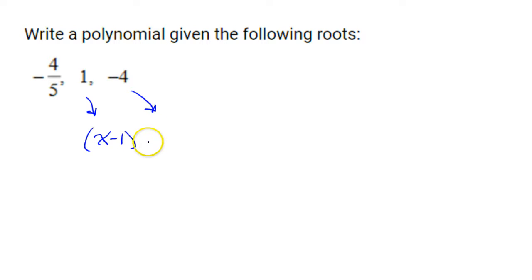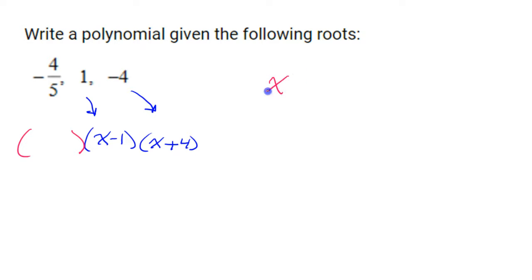In the same way, I could have x plus 4. If I had that factor, that would give me -4. But what about this? -4/5. We need a factor that if we set it equal to 0, it would give us this.